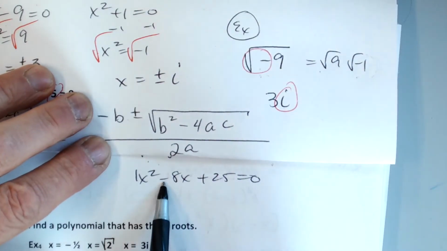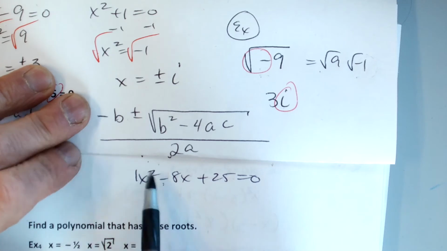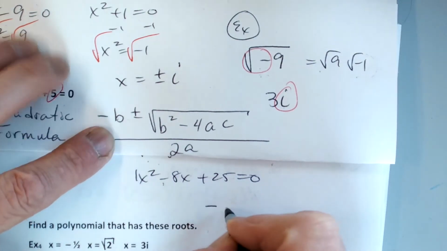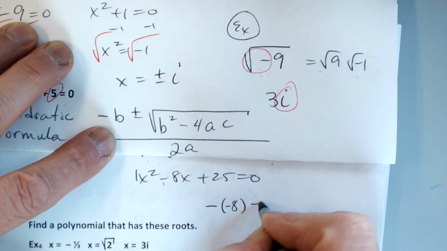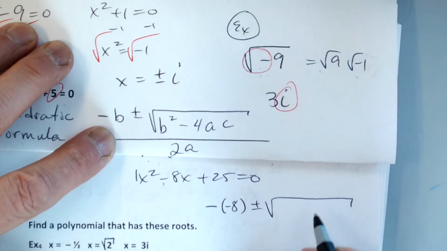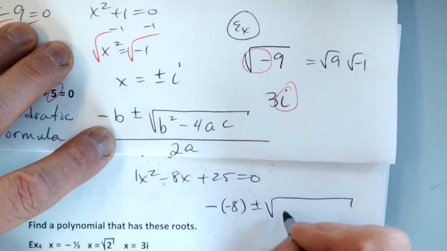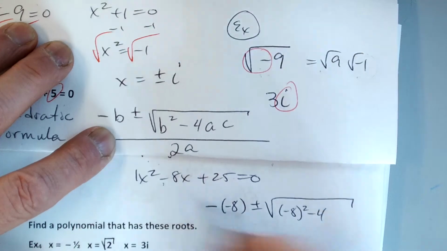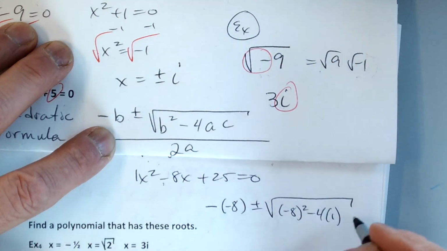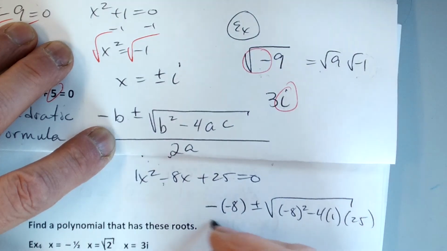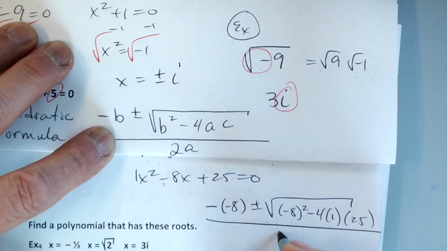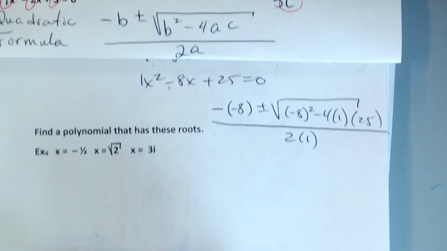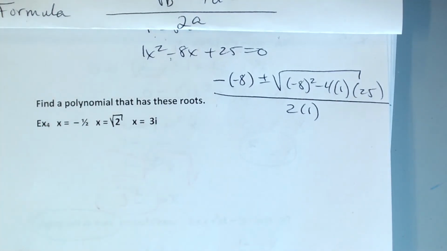Negative b, there's b. Right? I'm going to put that there and there. So I'm going to go negative 8 plus or minus the square root of b squared, or negative 8 squared, minus 4 times a, which is 1, times c, which is 25, all over 2 times a, which is 1. How am I doing, okay? We're definitely in Algebra 2 now, aren't we? We're doing hard problems.